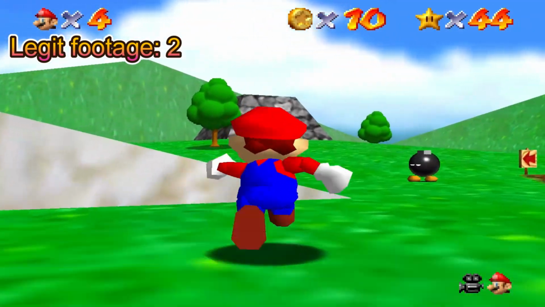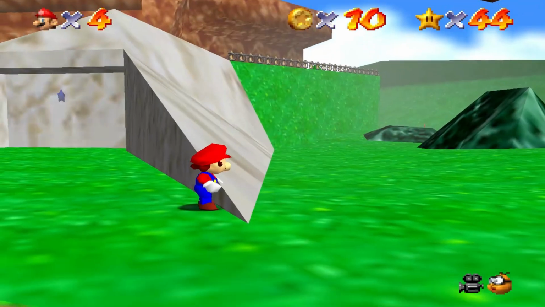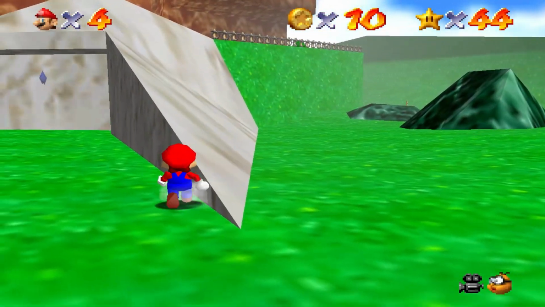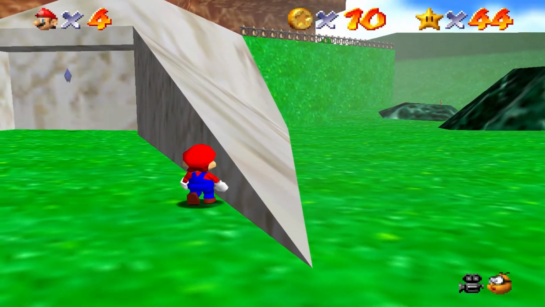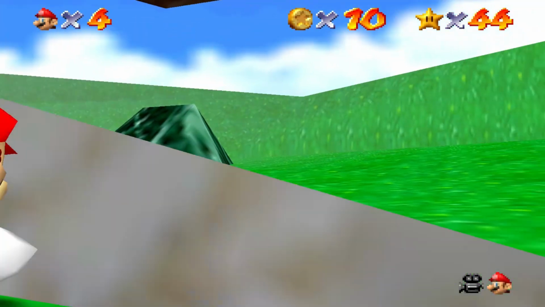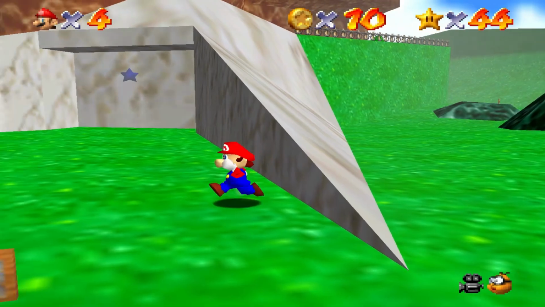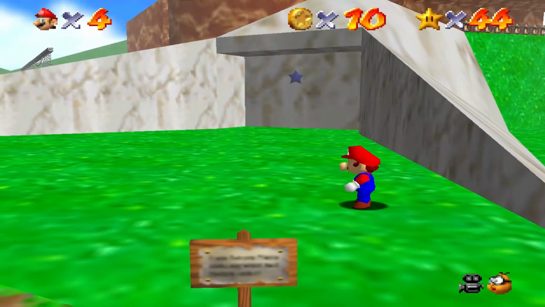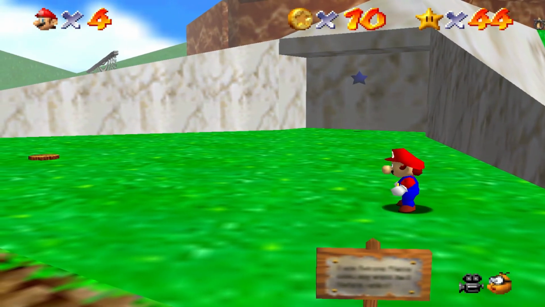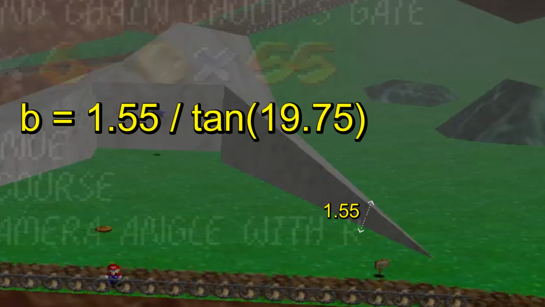As we saw earlier, he jumped with a slight angle. By moving a bit to the left here, we do not only get a more accurate position on where he was, but as you can see, Mario is as tall as the wall on this specific position. I think you know what that means. We will redo the exact same calculation as last time, but with 1.55 meters, and we get 4.3 meters. Our measurements start to add up here.